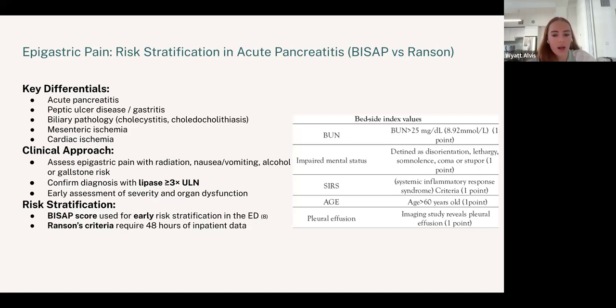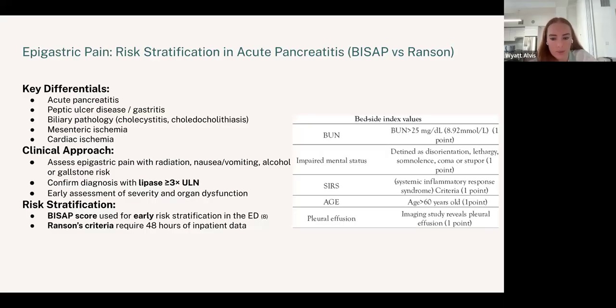So, after confirming our diagnosis based on our clinical presentation, our bedside imaging, perhaps, and looking at labs like a lipase, which is really important, we would then want to shift over to our risk stratification. That's where the BISAP score is ideal for the ED because it uses our early bedside data and looks at BUN, any altered mental status, SIRS, age, and then evidence of pleural effusion. And it predicts mortality and severity of disease.